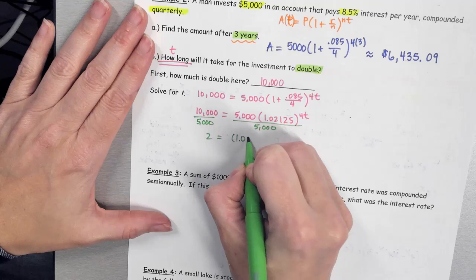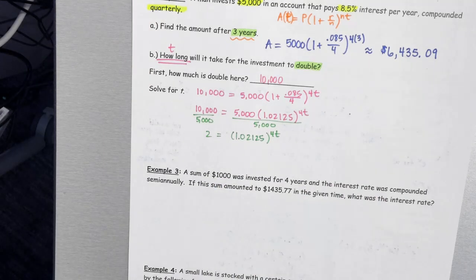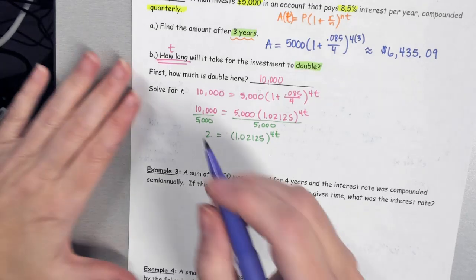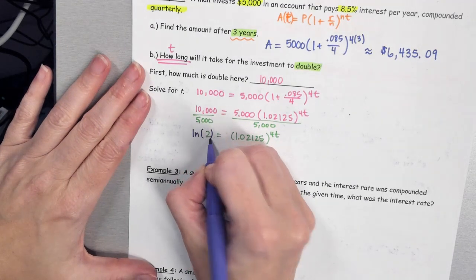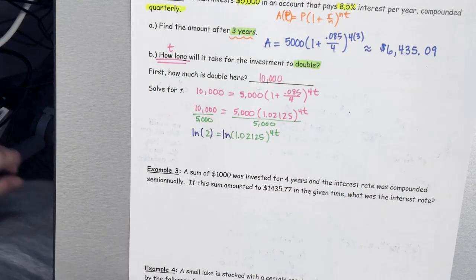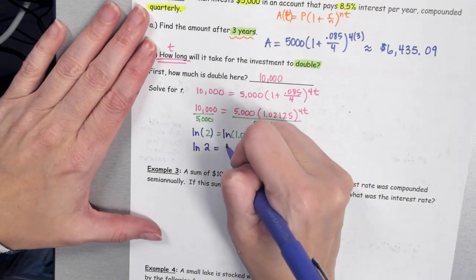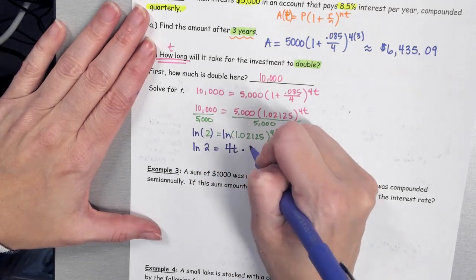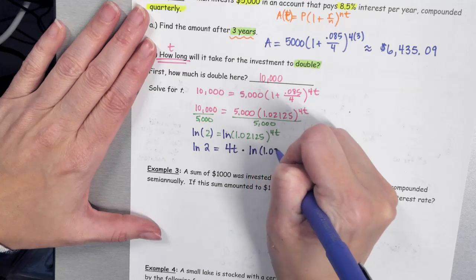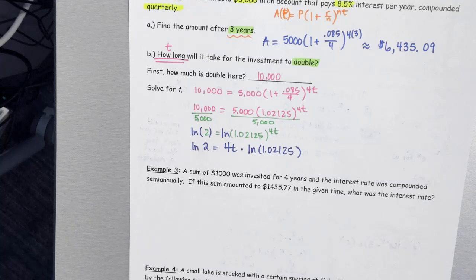Okay, and then yeah, we have to use the log anytime the variable is in the exponent. Okay, it is common to use the natural log in these situations. So we're going to take the natural log of both sides. Okay, and then what happens when you do the natural log is you have the natural log of 2 equals 4t times the natural log of 1.02125. What you're doing is you're using the power rule.